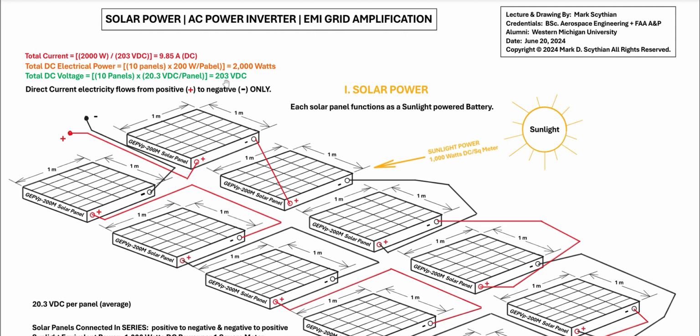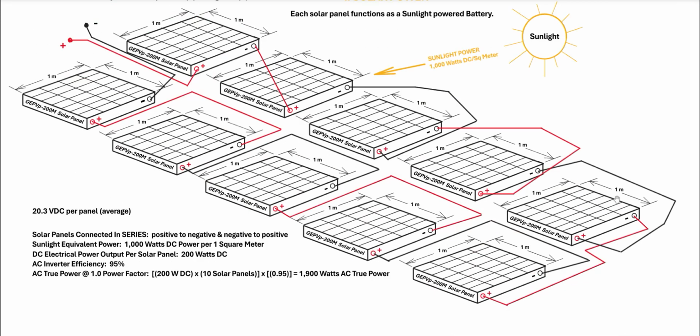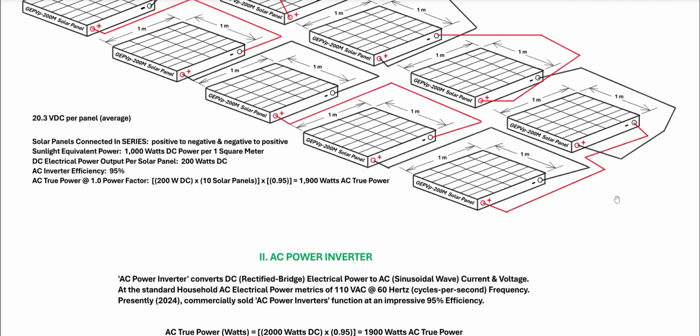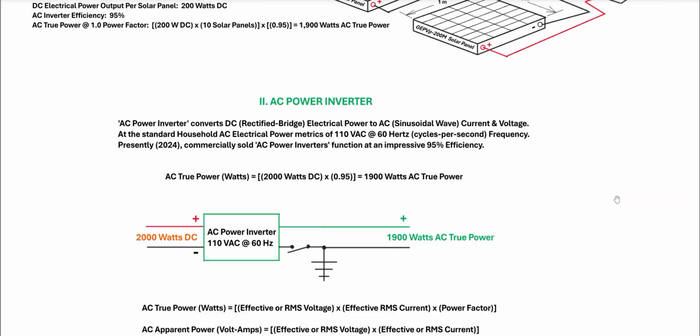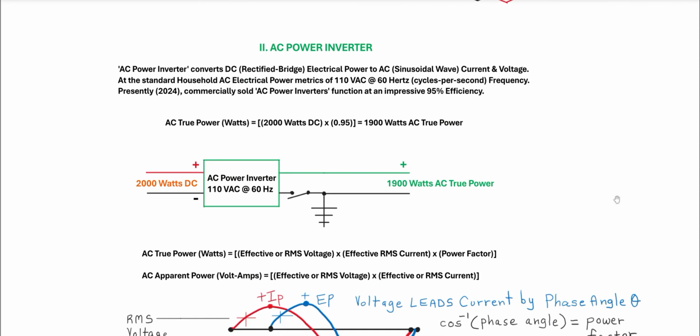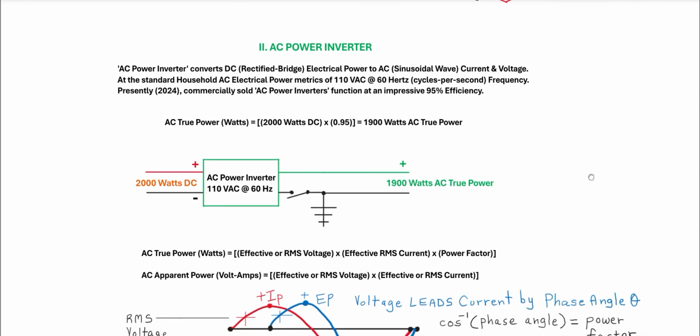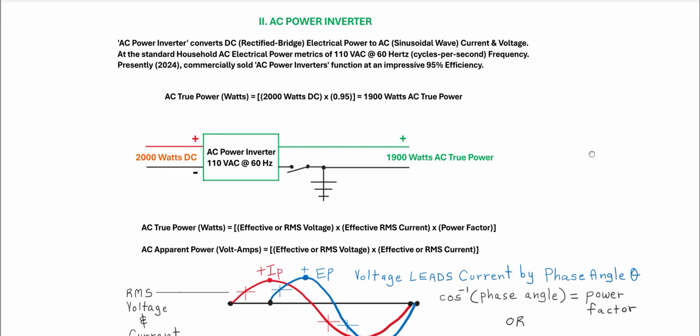So each solar panel is acting like a battery, and it's charged by the sun. So you have to look at it like you're putting battery packs on your house and the sun is charging those battery packs. And so the totality is, we can draw the 9.85 amps, 2000 watts, 203 volts, and then send these charge clusters into an AC power inverter, which simply converts the DC battery power or direct current into alternating current.